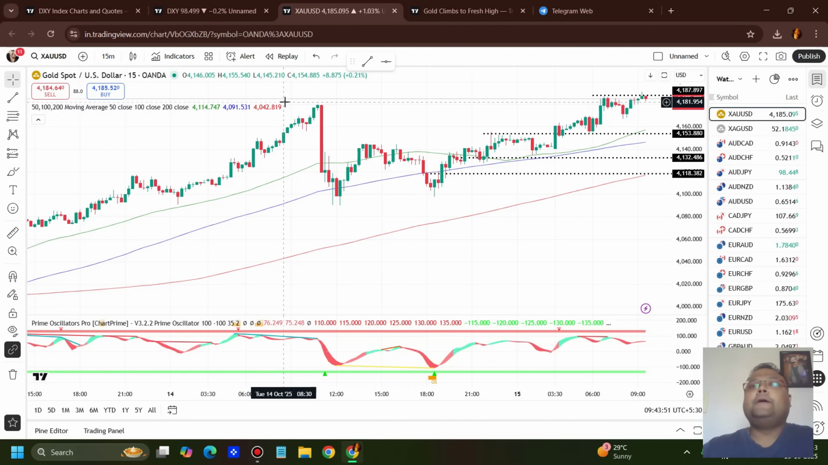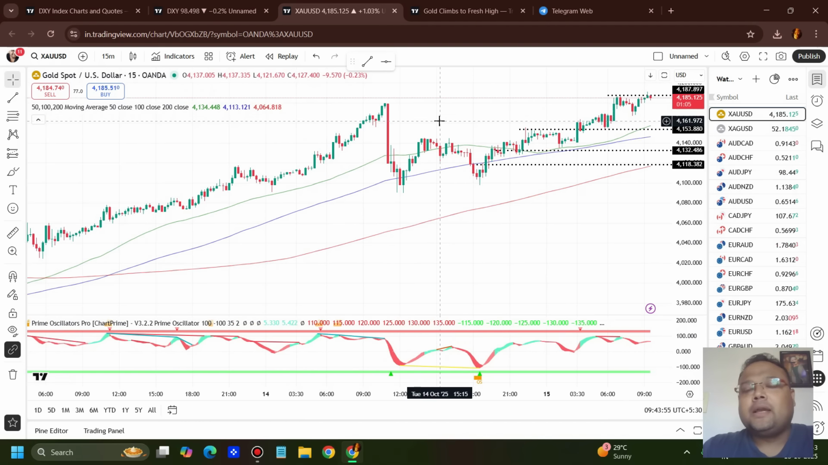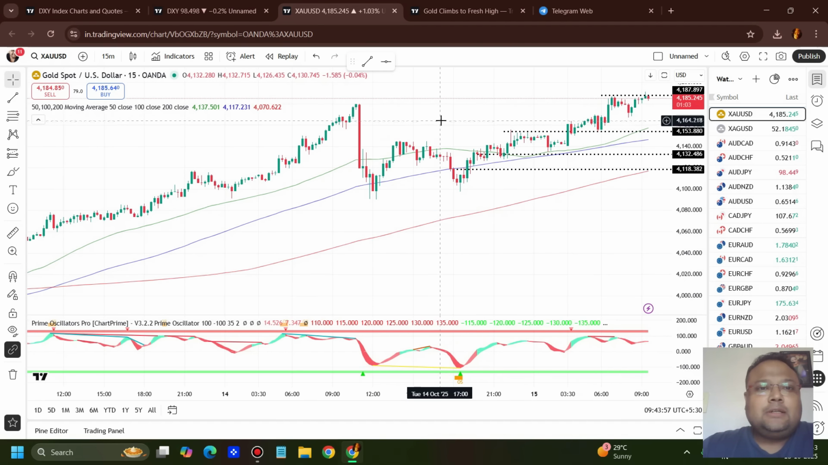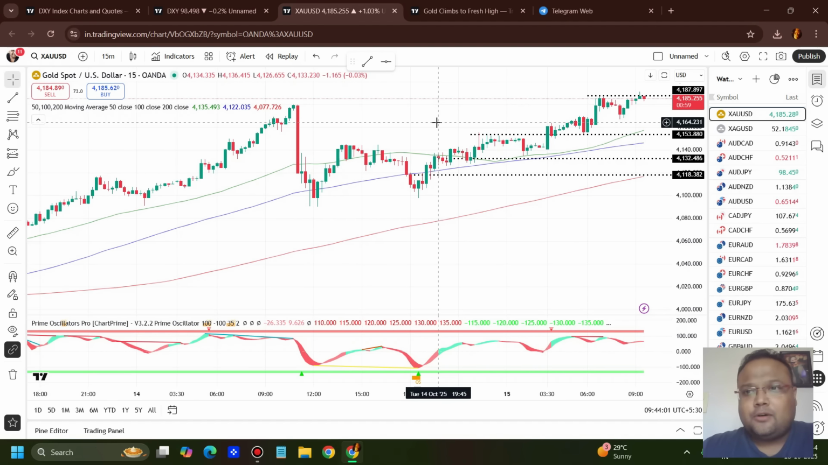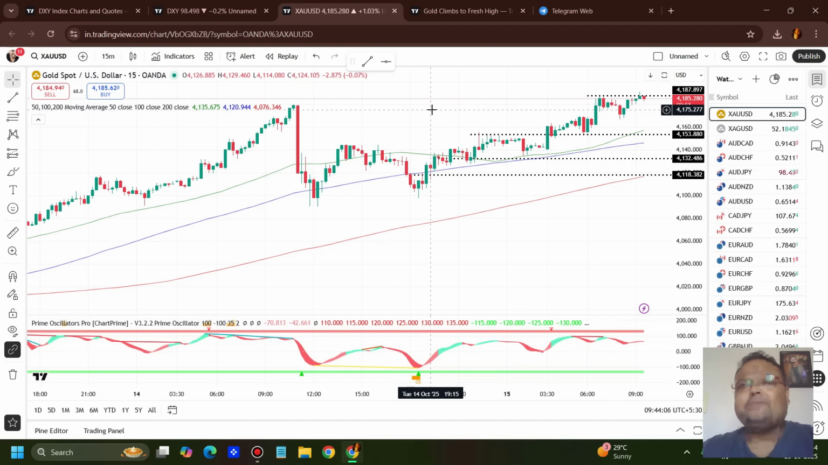Additionally, rate cuts are also bringing bullishness to the market. So, things are still bullish for gold as of now. Obviously, this up move is something very hard to digest, but can't help it.